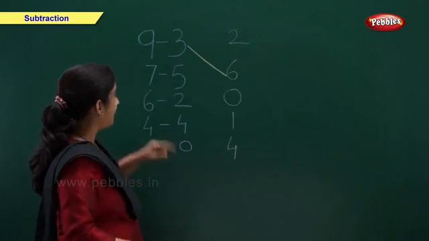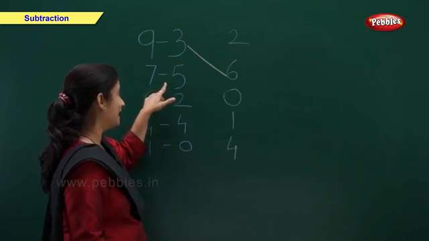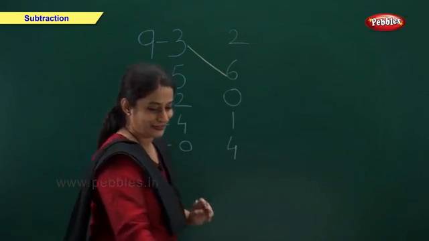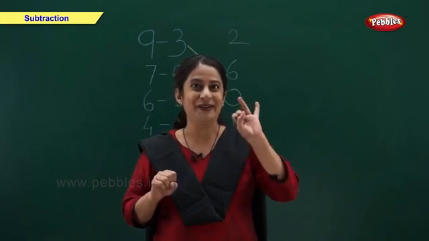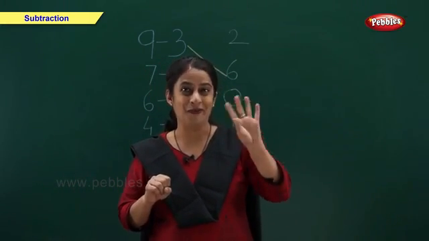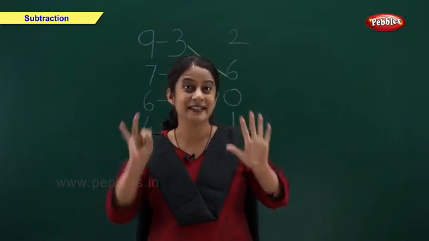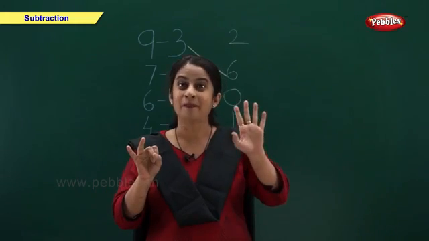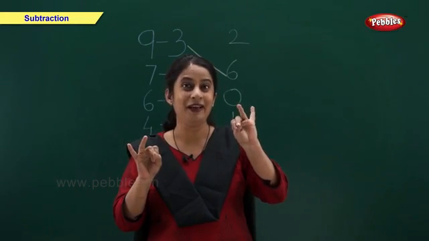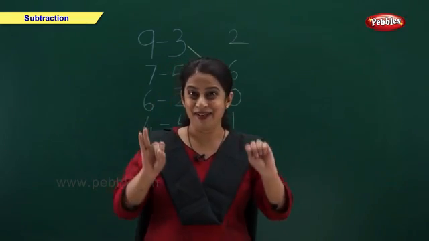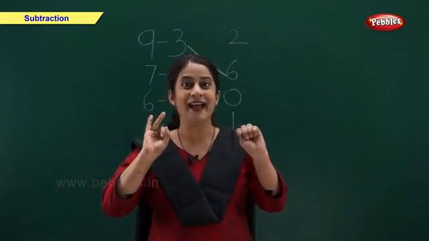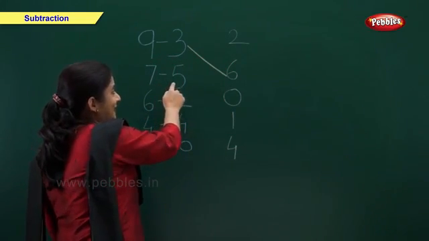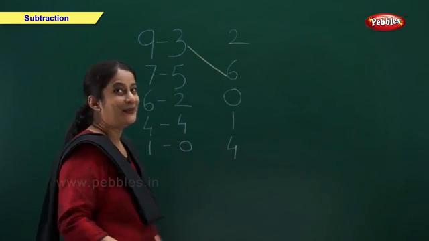And now we have 7 minus 5. So let's count and match. 1, 2, 3, 4, 5, 6, 7. Now we will minus 5. 1, 2, 3, 4, 5. How many fingers left? 1 and 2. So friends, 7 minus 5 is equal to 2.